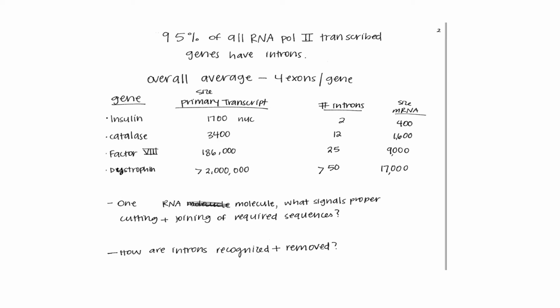But what happens here is, after spending all this time and energy making this 2 million nucleotide transcript, we very quickly cut out and destroy 1,983,000 nucleotides. So it seems like an enormous waste of material, of energy. So there has to be some reasonable explanation or reasonable advantage as to why the cell does this.